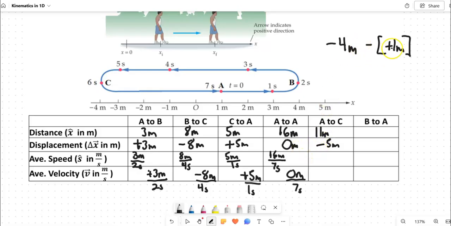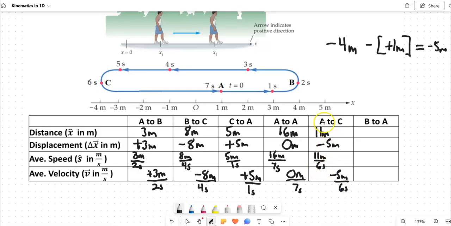Okay. Negative 4 meters minus a positive 1 meter is negative 5 meters. Interesting. And this would have taken you 6 seconds to do. So your speed would be 11 meter distance over the period of 6 seconds. Your velocity would be negative 5 meters displacement over that period of 6 seconds.